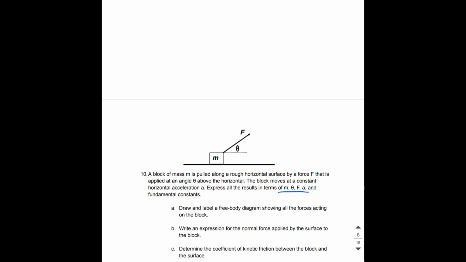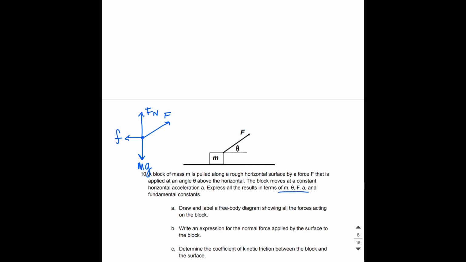The first step says to draw and label a free body diagram showing all the forces acting on the block. And that's where you always want to start, whether it asks you to do that or not. So I'm going to start here. I've got a force downward of mg, and then I've got a normal force upward. I've got an applied force at an angle, and I've got a frictional force opposing the motion.